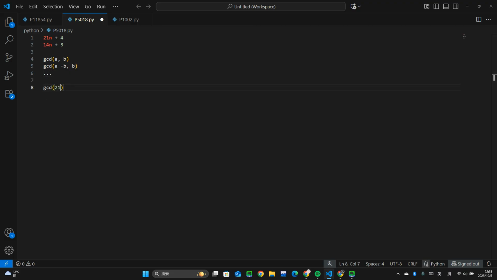GCD of 21n plus 4 and 14n plus 3 is just going to be GCD of 21n minus 14n, that's only 7n, plus 4 minus 3, that's 1, along with 14n plus 3, and then we do that again, GCD of 7n plus 1, and 14n minus 7n, that's 7n, and then plus 3 minus 1, that's 2, and notice how these two most definitely have a GCD of 1. So with that, we have proved that these two have a GCD of 1 using the Euclidean algorithm.